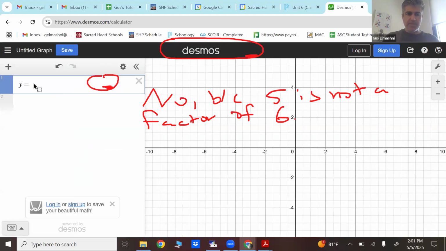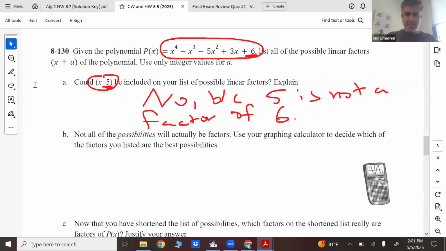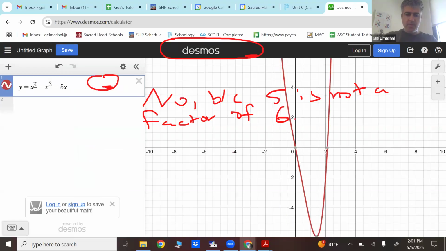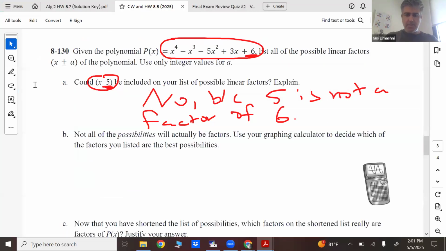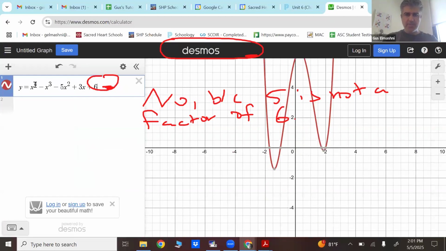y equals x to the fourth minus x cubed minus 5x squared plus 3x plus 6. Okay, look at the graph.